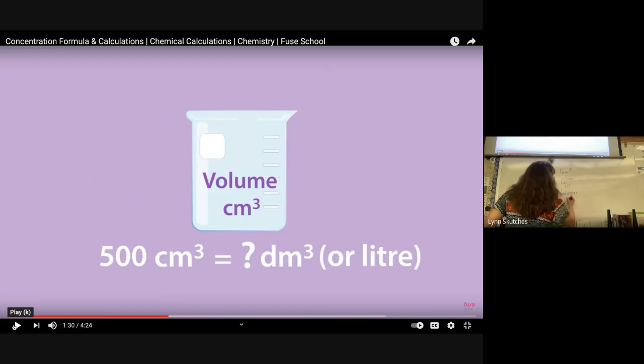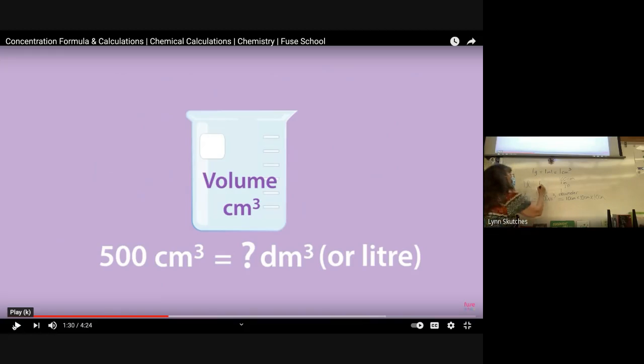So what's a decimeter? It's 10 centimeters. If you have 10 centimeters times 10 centimeters times 10 centimeters, you have what? 10 times 10 times 10? 1,000 centimeters times centimeters times centimeters, and it is a liter. It's 1,000 cubic centimeters, which is 1,000 milliliters, which is 1 liter.